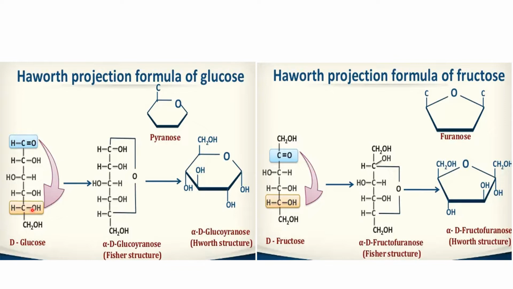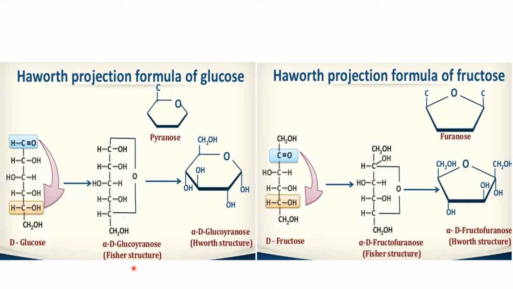You can write the structure of glucose in any of the forms. For example, this is the structure of glucose. Since the formula of glucose is C6H12O6, you can write this. This is the first carbon, second carbon, third carbon, fourth carbon, fifth carbon, and sixth carbon. This type of writing the structure of glucose is called the linear structure. In the same way, this is called the Fischer structure.